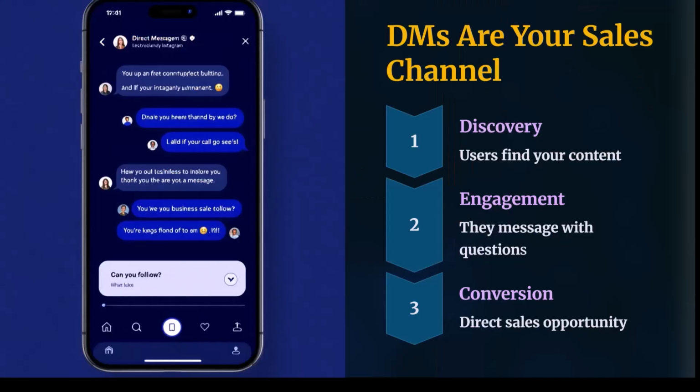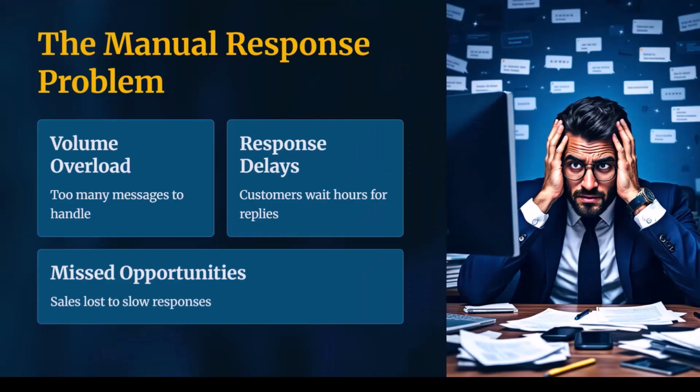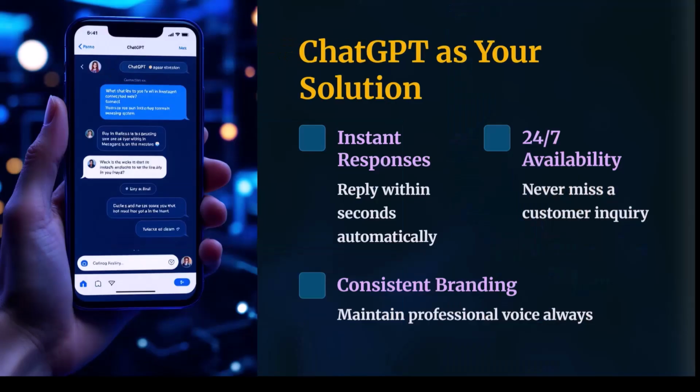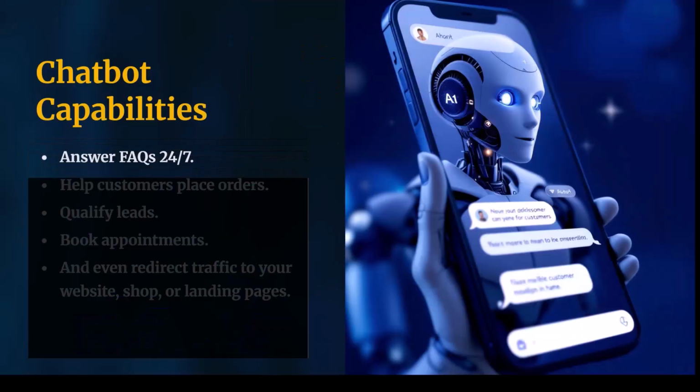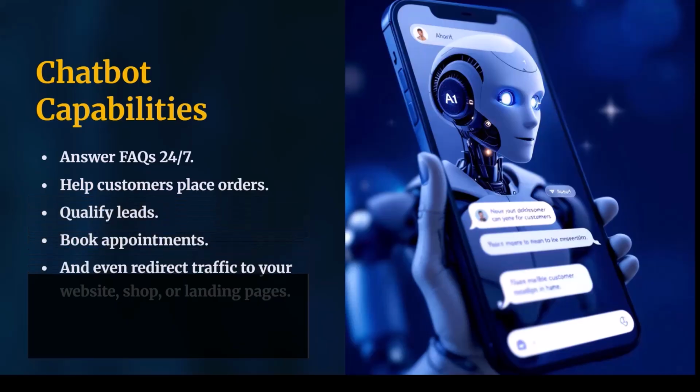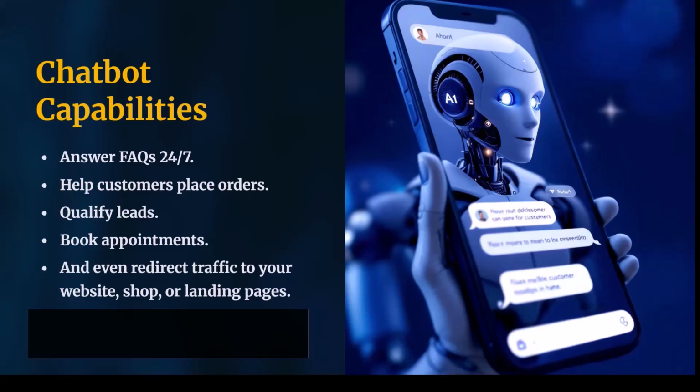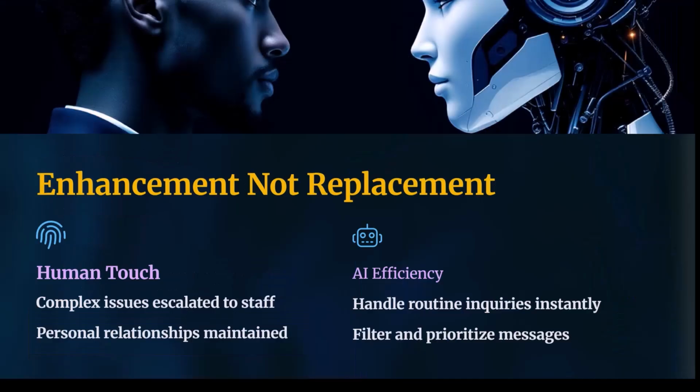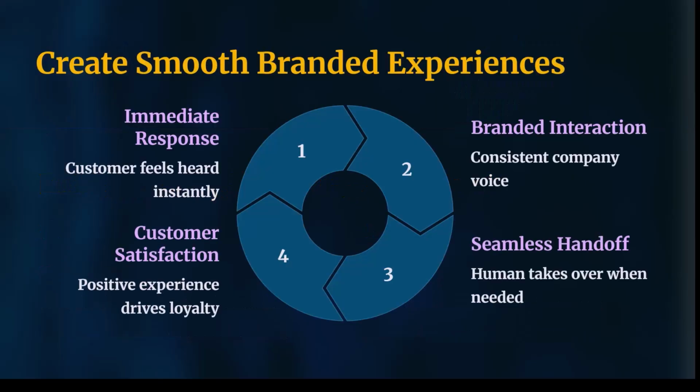That means your direct messages aren't just inbox clutter. They're a sales channel. The problem is, you can't respond to every message manually. That's where ChatGPT comes in. Using AI to power your Instagram chatbot means you can answer FAQs 24/7, help customers place orders, qualify leads, book appointments, and even redirect traffic to your website, shop, or landing pages. Now, this isn't about replacing humans. It's about enhancing your availability and creating a smooth, branded experience for everyone who messages you.